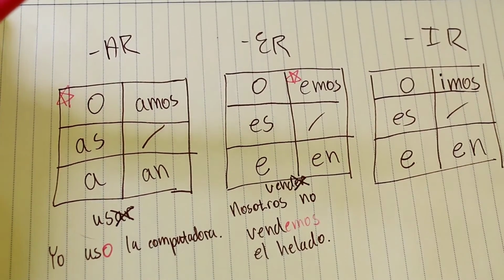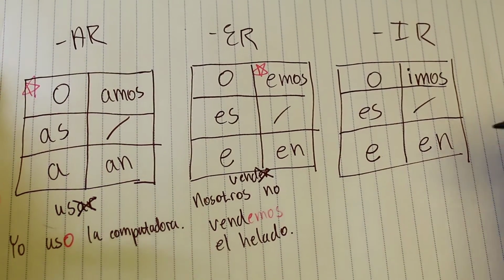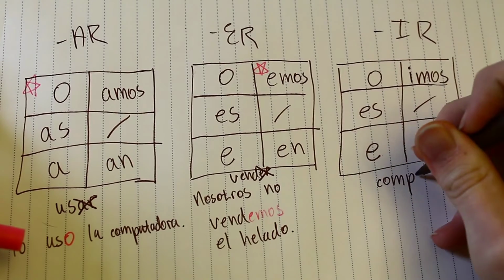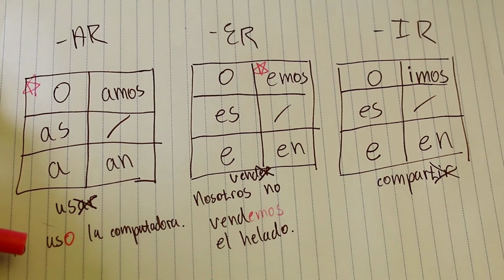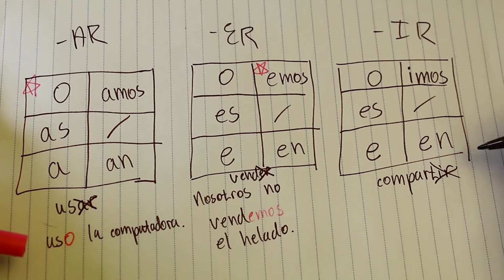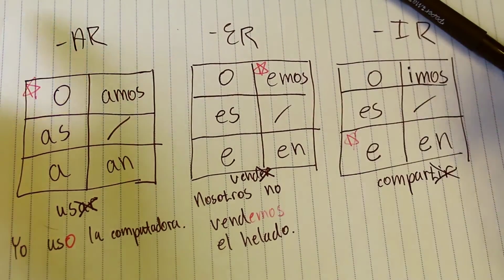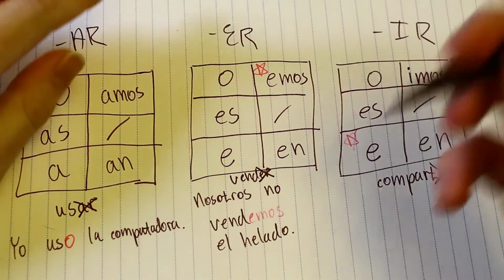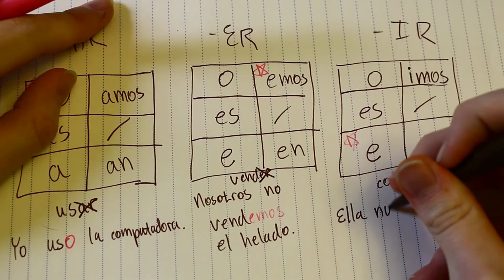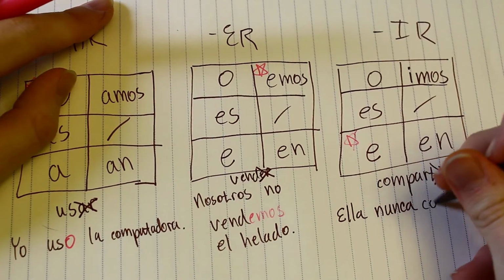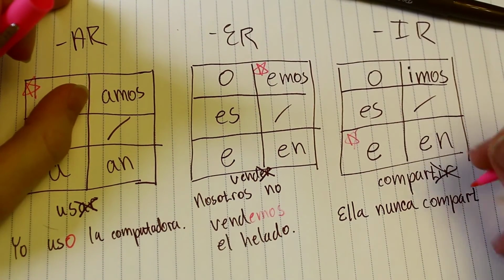Let's do one IR verb as well. Let's talk about sharing something. We're going to say she never shares. The verb for to share is compartir. We need to take that IR off if we want to use it, because we're not going to say she to share. No, that makes no sense. We need to say she shares. Ella, usted, we're going to be using this ending right here, because ella, she. All right, let's do it. She, ella. Never, what's the word for never? Nunca. And then compart. Remember, we took that IR off, and now we need to add the correct ending. A.